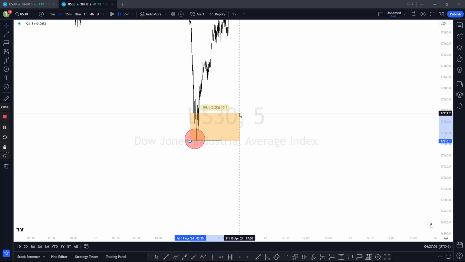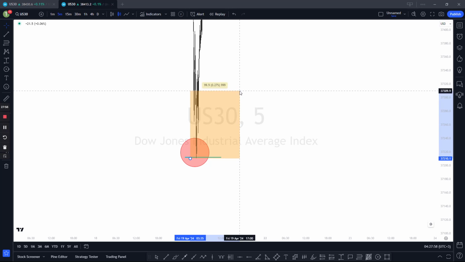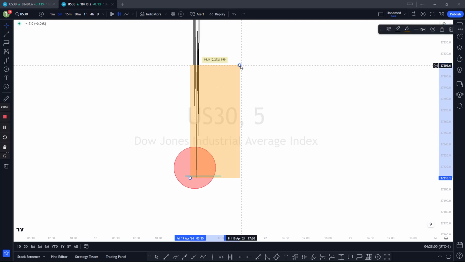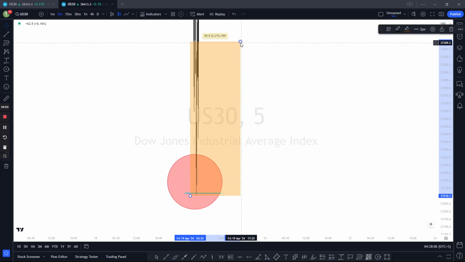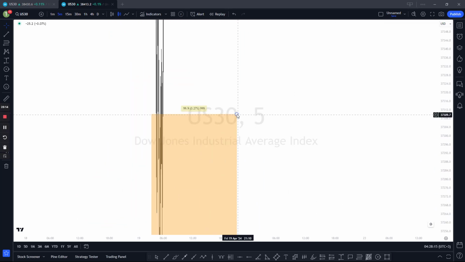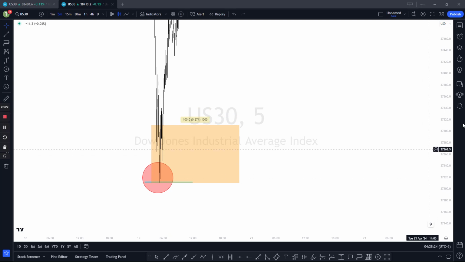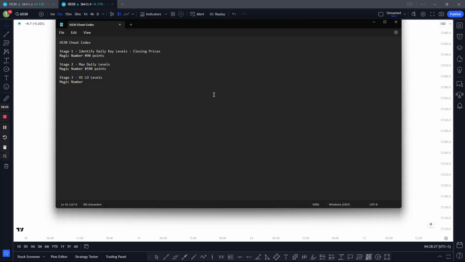Okay. Magic number is 100 if I can select it properly. 9.9. Details matter. Here we go. 100. Perfect. 100. All right. Magic number here is 100 points for the highs and lows.